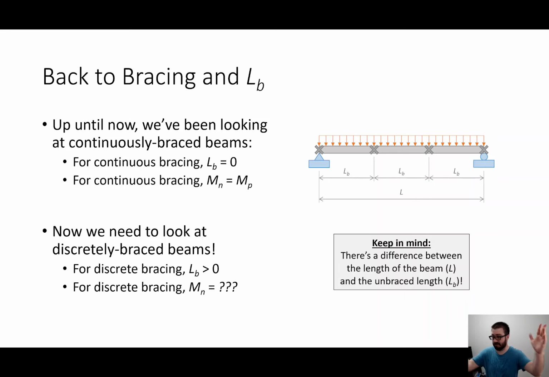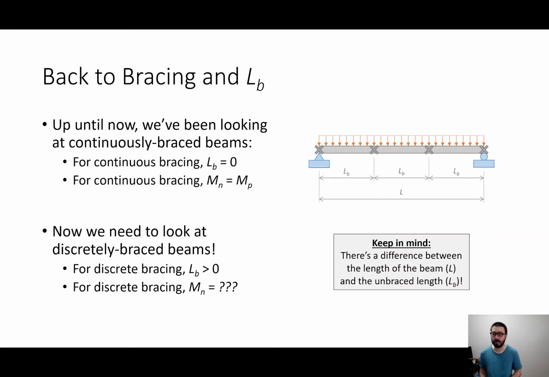Its length is literally how long it is. In the case of a simply supported beam, it's just L from support to support, but LB is the distance between braces. So we could very well have a situation where we have a 60-foot long beam, but it has braces every 20 feet. And so there's a difference between the length and this term LB.